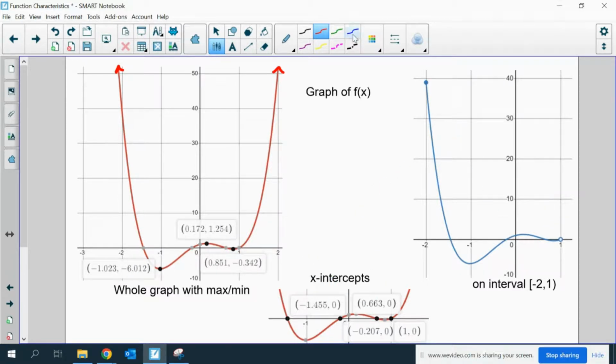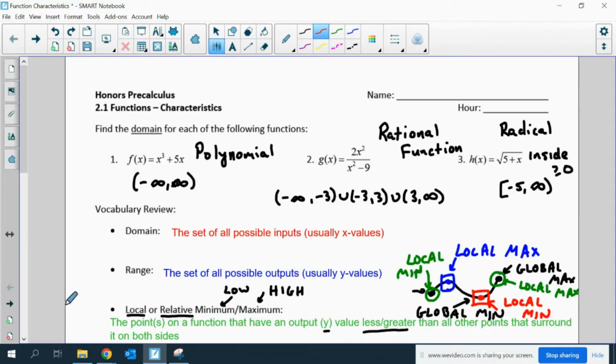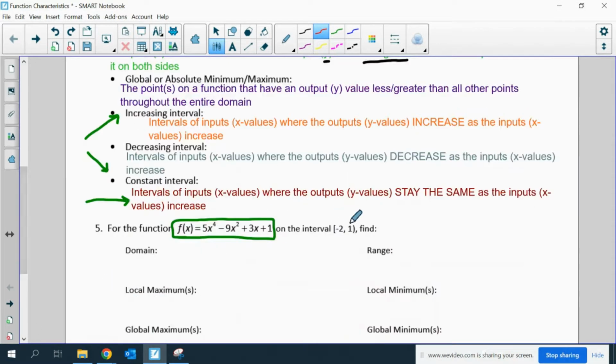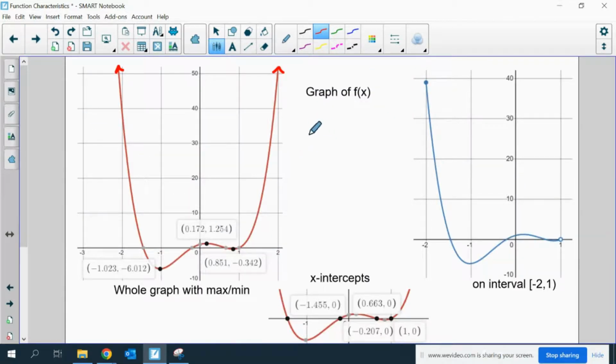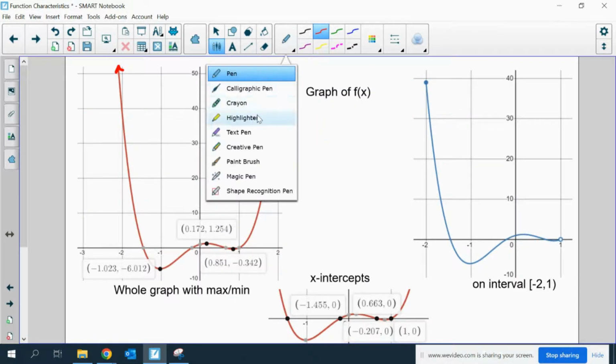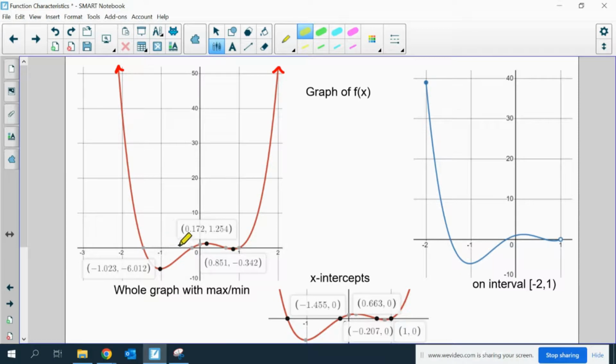And then here is the graph over the specific interval that it talks about, from -2 inclusive to 1 exclusive. So 1 is not included, but -2 is. So here's kind of what the graph looks like. If we're looking for the domain, that's pretty clear. That's from -2 to 1.